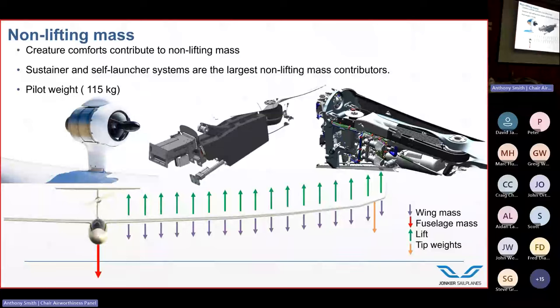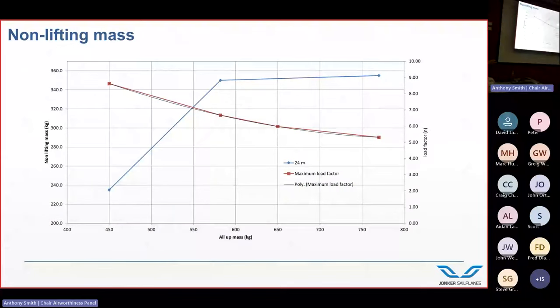So the non-lifting mass is obviously, all the engines are doing this. And if you look at the envelope of the JS5, you can see this line, that critical design point, where the blue line is the non-lifting mass. So you can see at high speeds, at high masses, we can maintain a very high non-lifting mass, because this line is the maximum load factor. You can see how the load factor goes up from 5 Gs up to about 8 Gs as the mass is coming down.